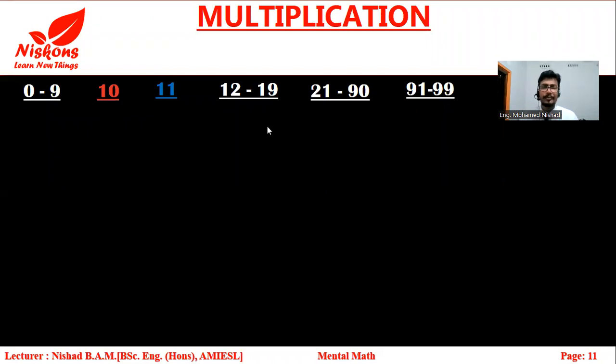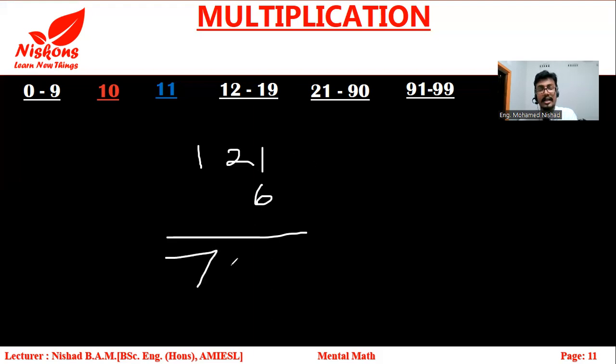Okay, so in our previous session, we learned about addition, subtraction, and a little bit about multiplication, like multiplication between 0 to 9 numbers. As an example, if you are going to calculate 121 times 6, that will be 6 times 100 is 600, 20 times 6 is 120, so it will be 720, plus 6, so 726. This is how we do that calculation in our mind.